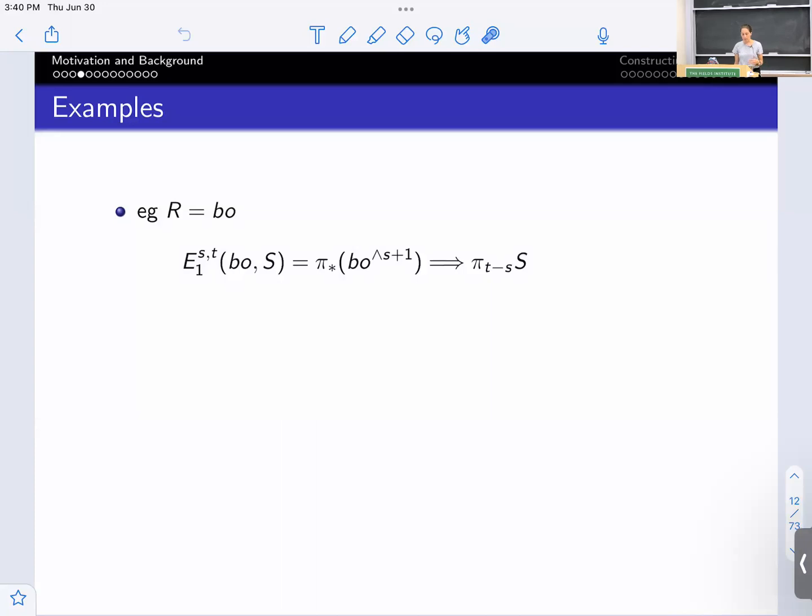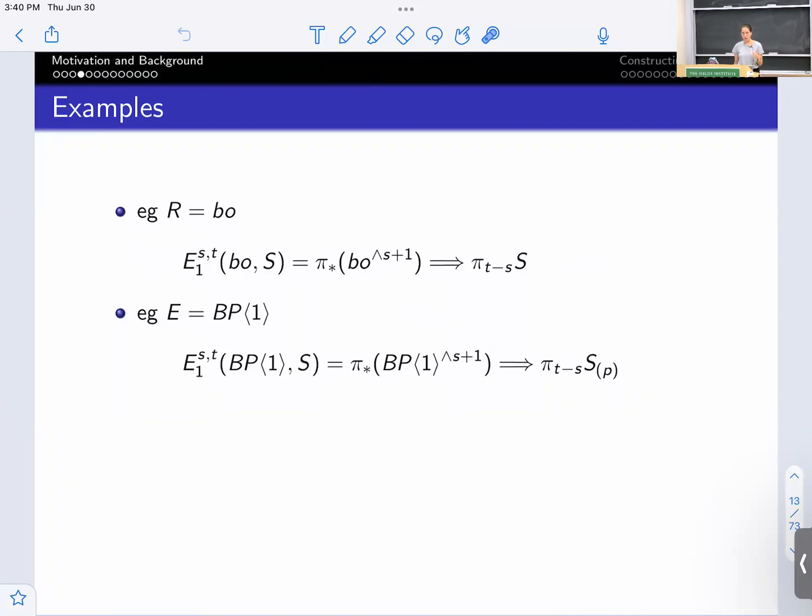So maybe a pair of ring spectra that have both been very useful: one being bo, the real connective K-theory spectrum, at P equals 2. At odd primes, BP<1> has played a similar role.